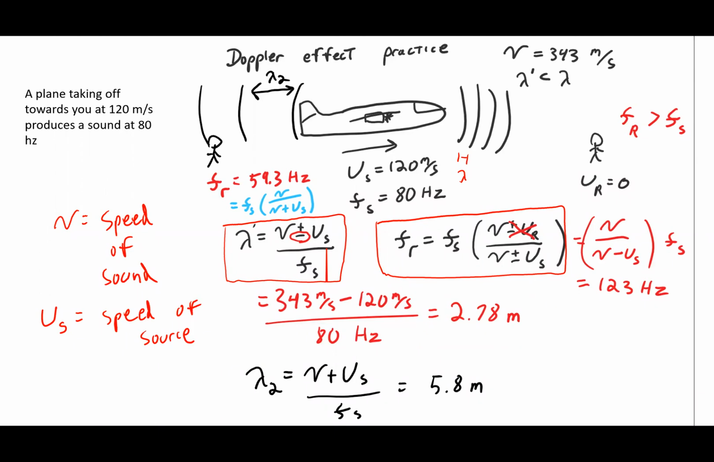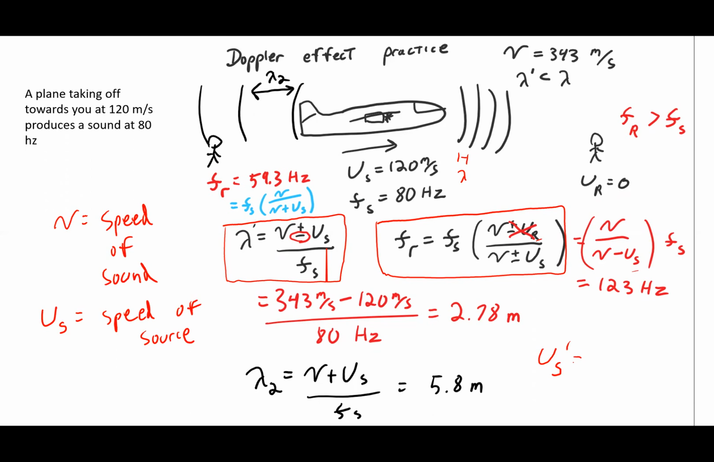Likewise, in terms of frequency, it gets a little bit more complicated because I have a moving source and potentially a moving receiver. In this case, the receiver is stationary, so I don't have to worry about that. But in general, I might have a speed of the source and a speed of the receiver here. So here's one thing I do want to say to be extra careful about.